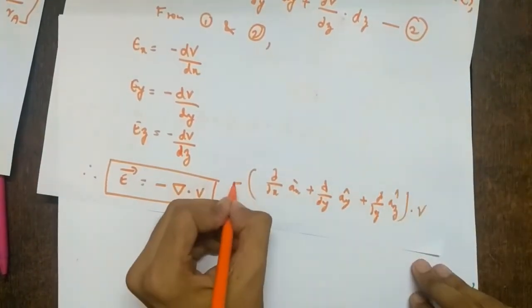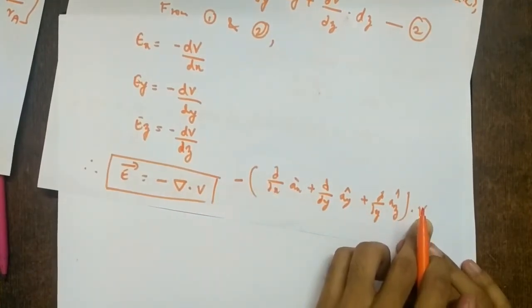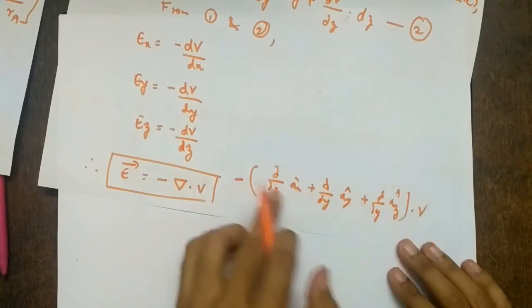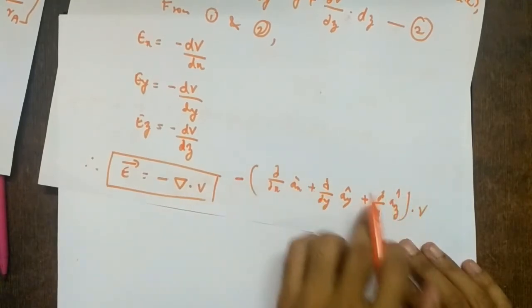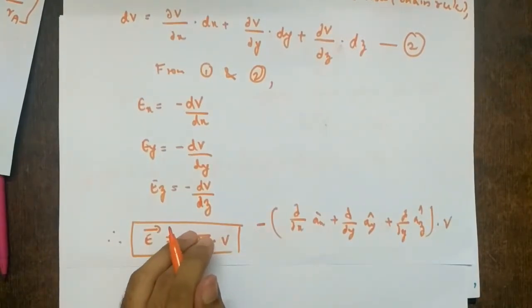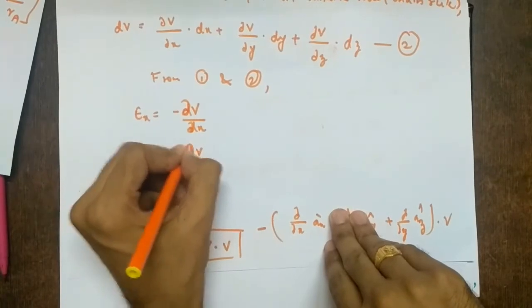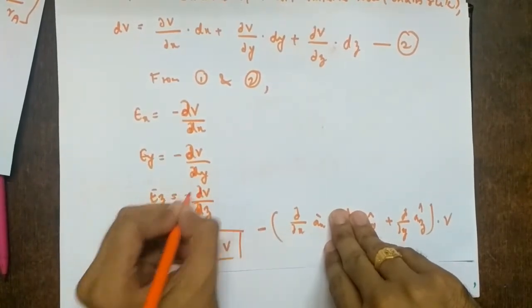So what you will get? If you take minus ∂/∂x, V is a scalar. So ∂V/∂x, minus ∂V/∂y, minus ∂V/∂z, it is nothing but this one, right? Sorry, this will be partial derivatives only, because V can be a function of x, y and z. That is the reason it will be ∂ only.